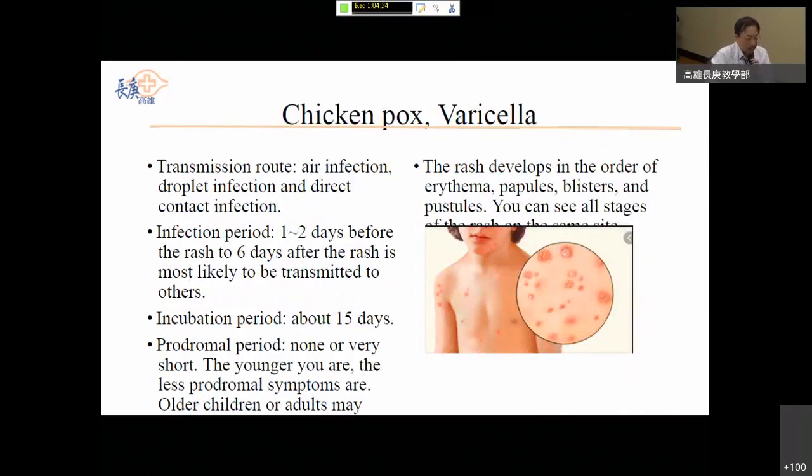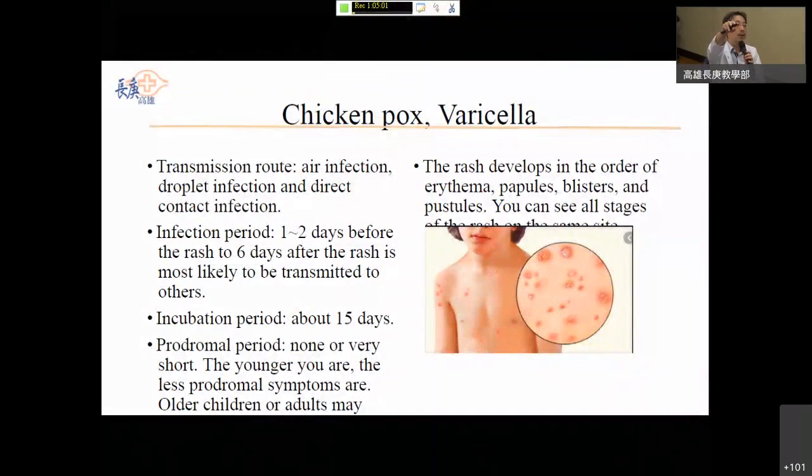Okay, for infectious disease, another important thing is chickenpox, which is also called varicella. Chickenpox is a very contagious virus infection. It's caused by air infection, okay? Similar to COVID-19, the droplets will float in the air for a certain period of time.